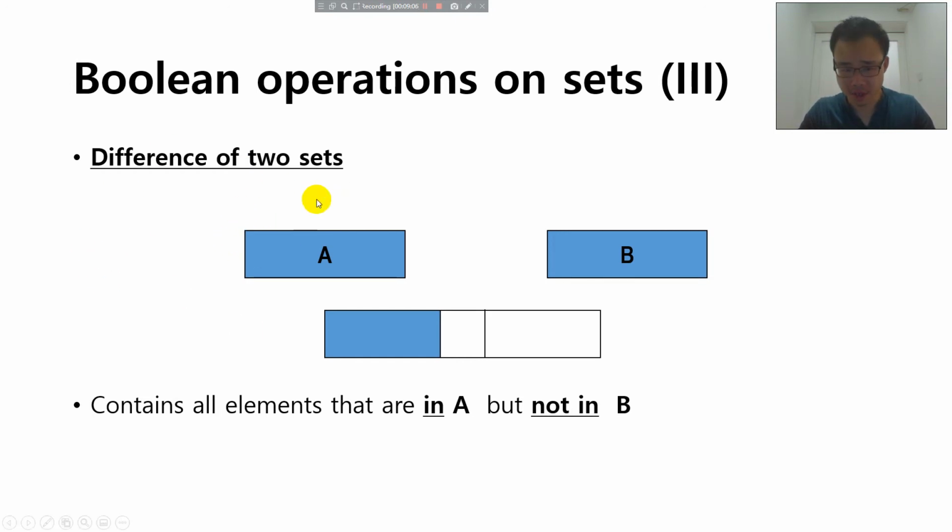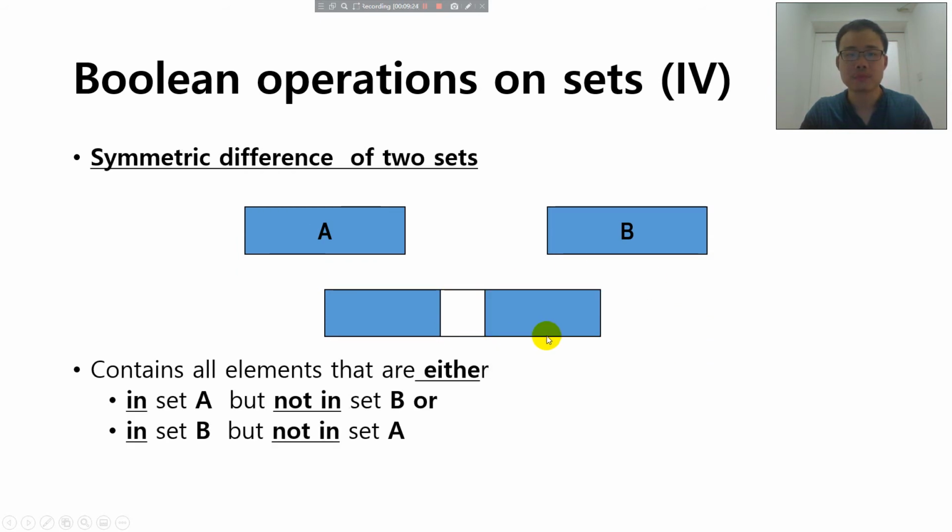That is, when you have A minus B, that will generate a set of all elements that are in A but not in B. So the intersection parts are cut. And you can also generate the symmetric difference of two sets, which will contain all elements that are either in A but not in B, or in B but not in A. Okay.